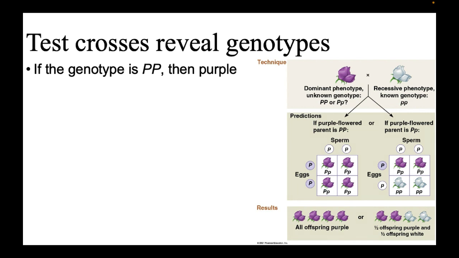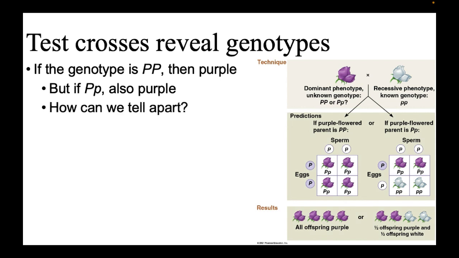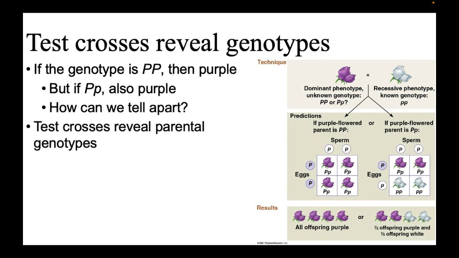If the genotype is two capital P's, we would call you purple. The catch is, if you're heterozygous, you're also purple. So how would I know what you turn out to be? Are you this one or are you that one? Are you homozygous? Are you heterozygous? If you look, you cannot tell them apart. So Mendel came up with something called the test cross.